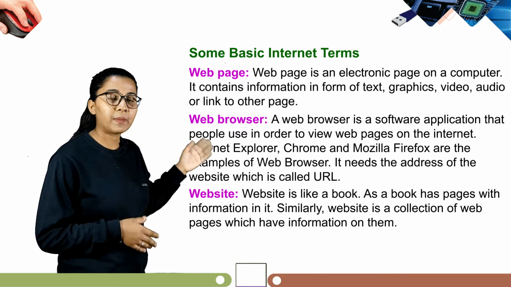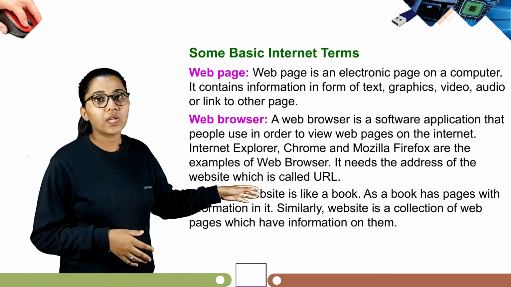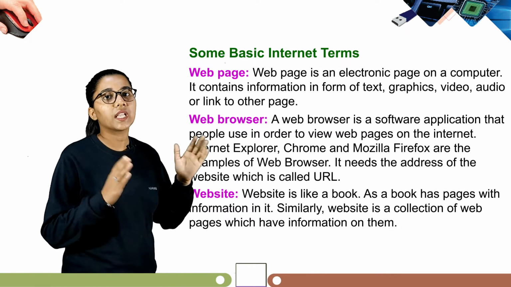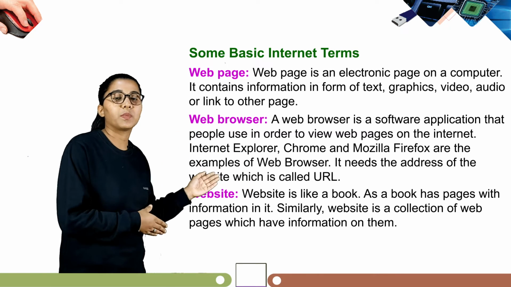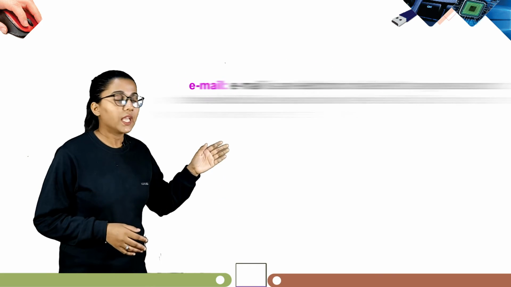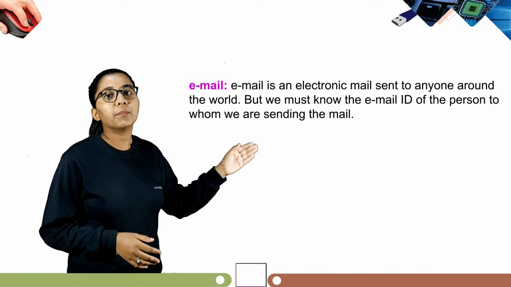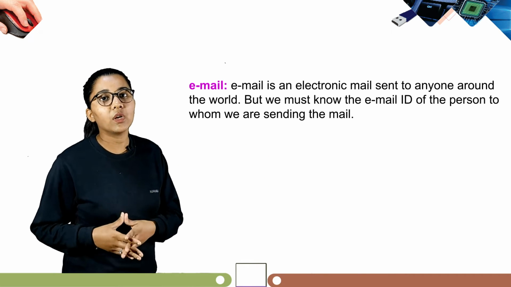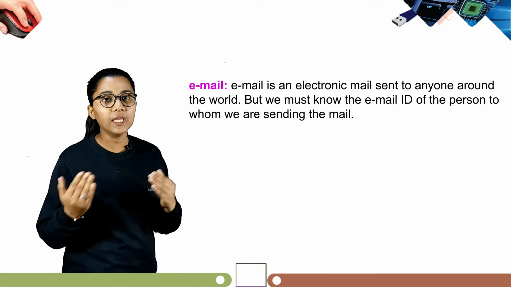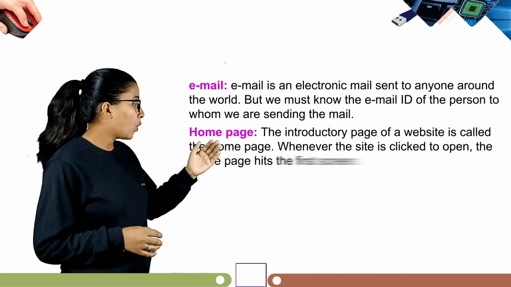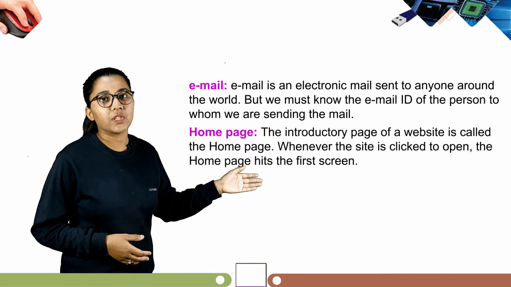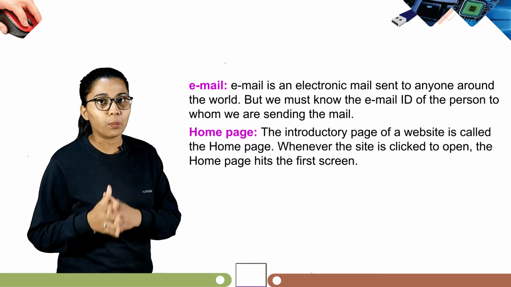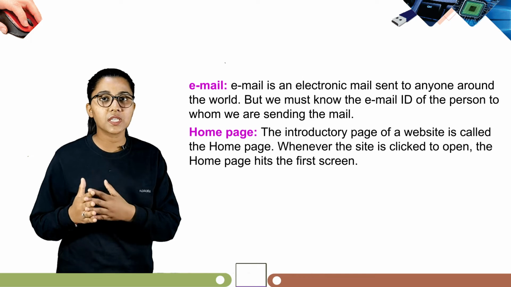Next we have websites. A website is like a book, as a book has pages with information in it. Similarly, a website is a collection of web pages which have information on them. Next we have email. Email is an electronic mail sent to anyone around the world, but we must know the email ID of the person to whom we are sending the mail. Next we have home page. The introductory page of a website is called the home page. Whenever the website is clicked to open, the home page hits the first screen.